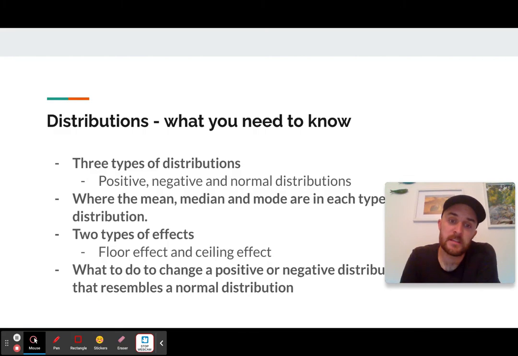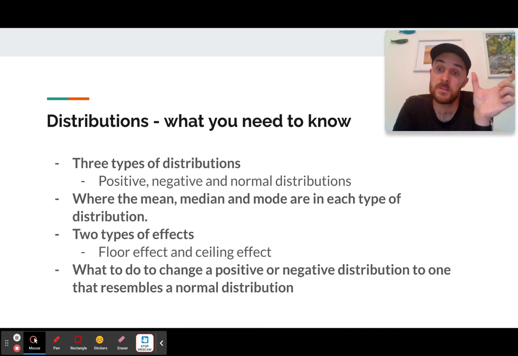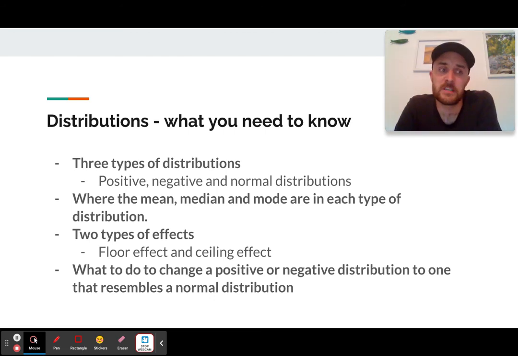So there are three types of distributions. If you have looked at this in other videos, hopefully you will carry on watching this because there's a lot more to it. Today we're going to go through the three main types of distributions: positive, negative, and normal. We'll look at where the mean, median, and mode are for all of them, and that is also added on to the ceiling and floor effect, both of which I haven't covered before. And lastly, we'll look at how this may come up in a question.